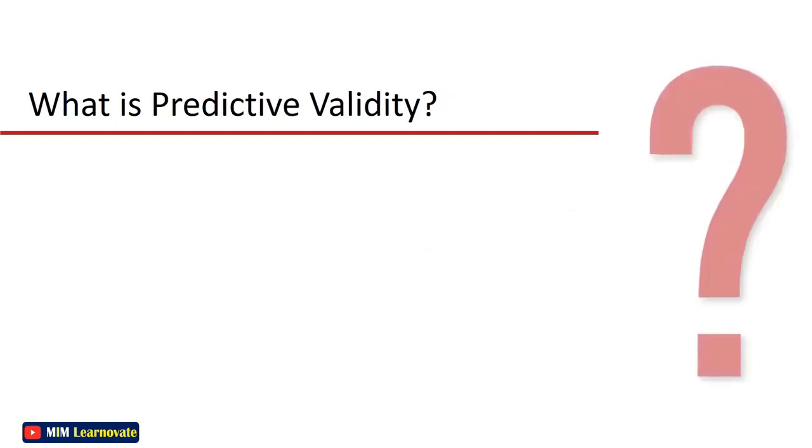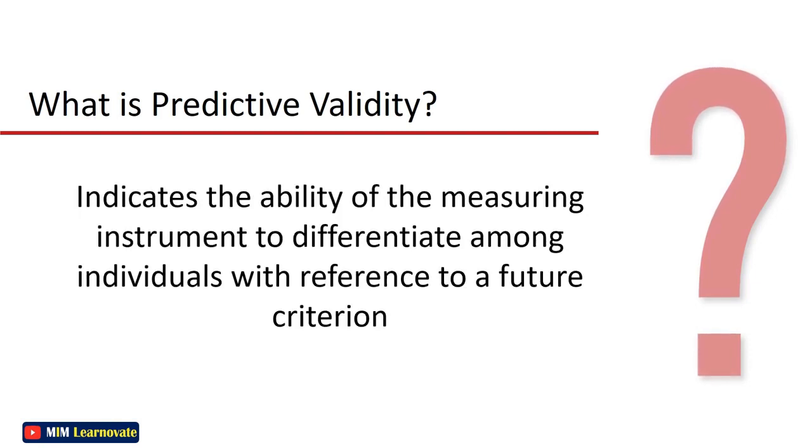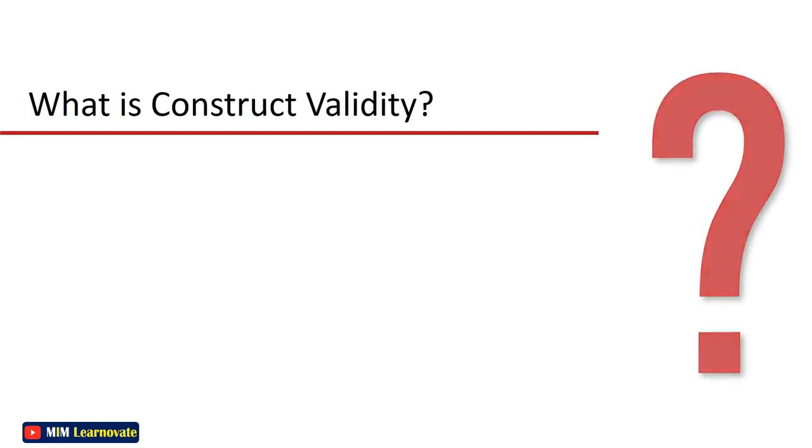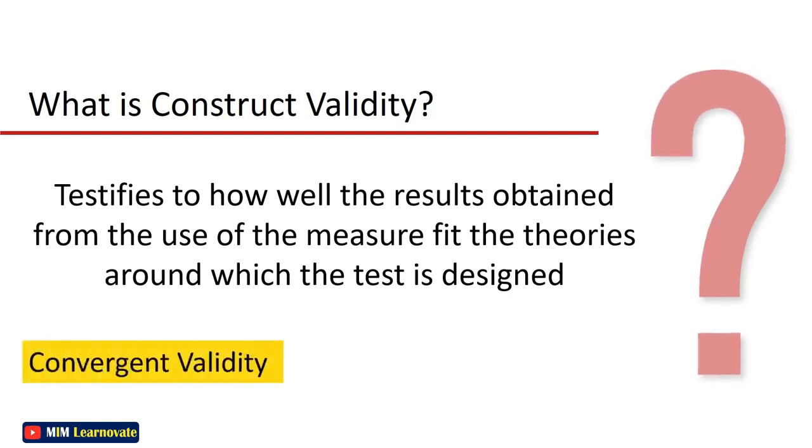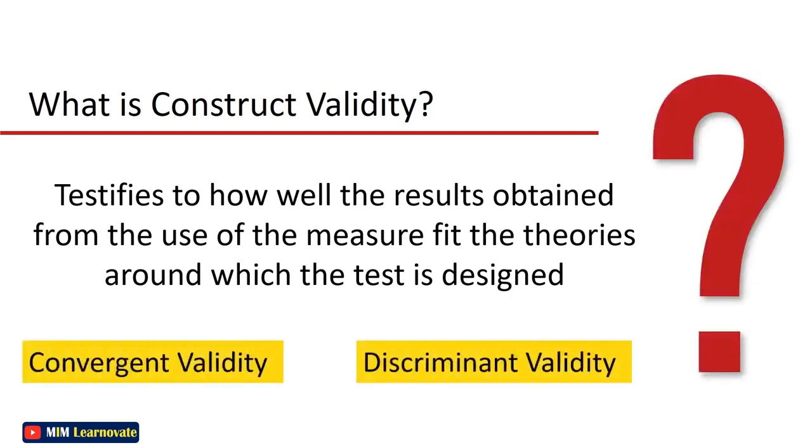What is predictive validity? Predictive validity indicates the ability of the measuring instrument to differentiate among individuals with reference to a future criterion. What is construct validity? Construct validity testifies to how well the results obtained from the use of the measure fit the theories around which the test is designed. This can be done by establishing convergent and discriminant validity.